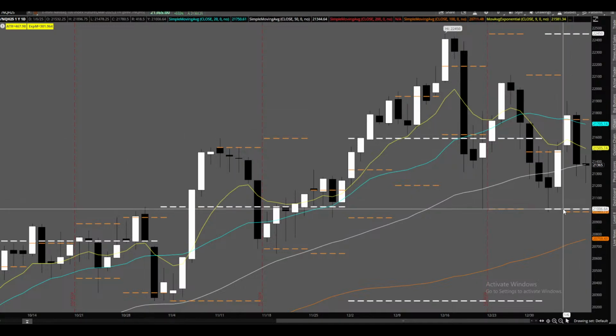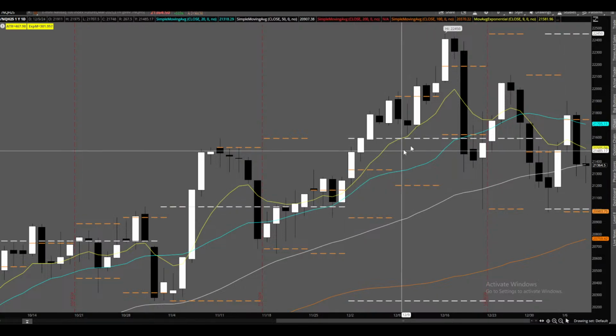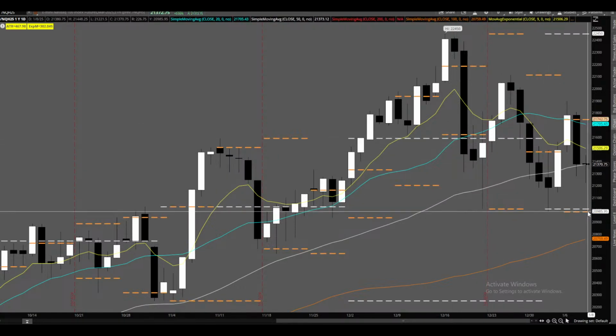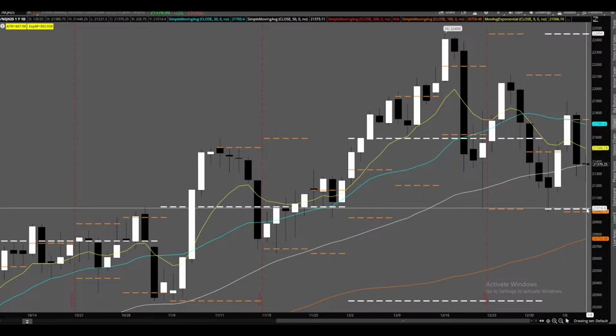210, let's just call it 210. Do we break those? Interesting to see, right? Because you got support, came down here, support in this candle, came down here, support in this candle. Are we going to knock on that door again, right?